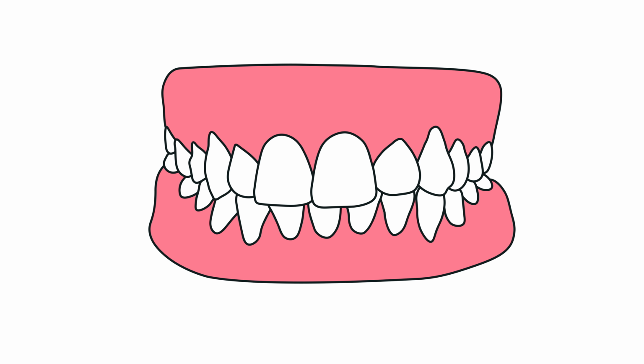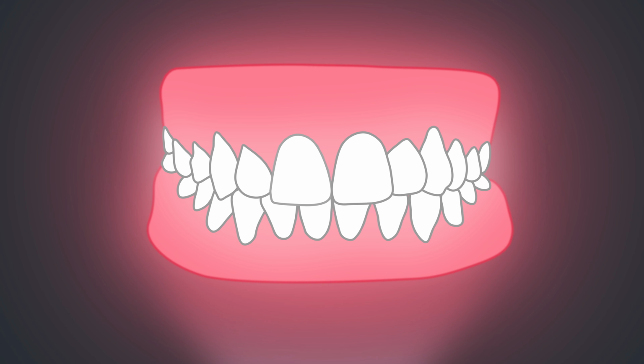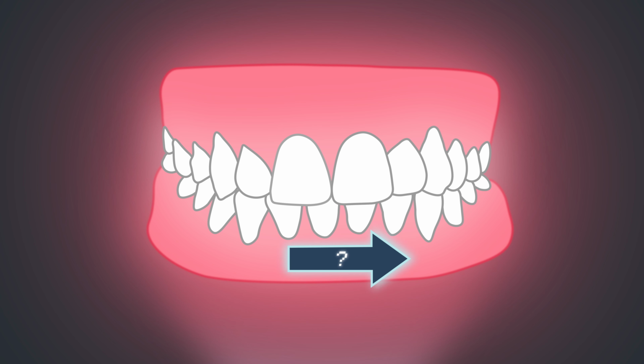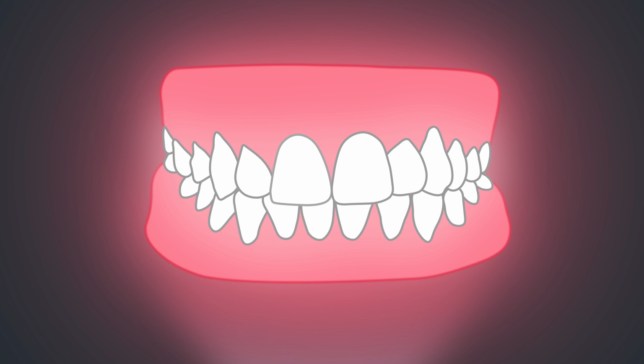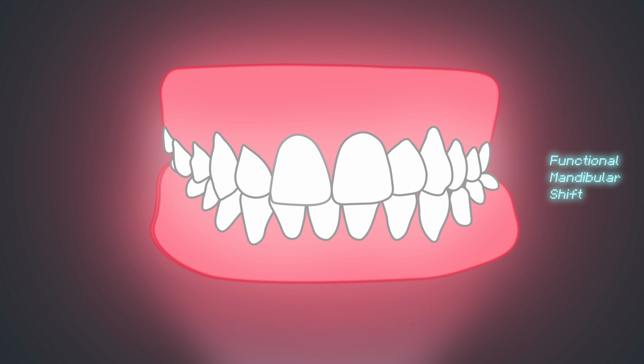The first thing you always look at is the incisors. So did the maxillary incisor shift? Or did the mandibular incisor shift? Or did the whole mandible shift? And that would be called a functional mandibular shift.